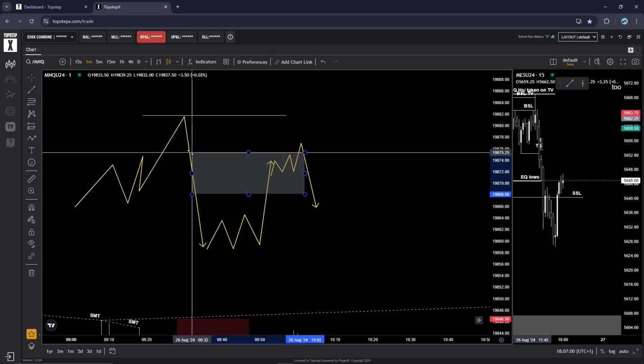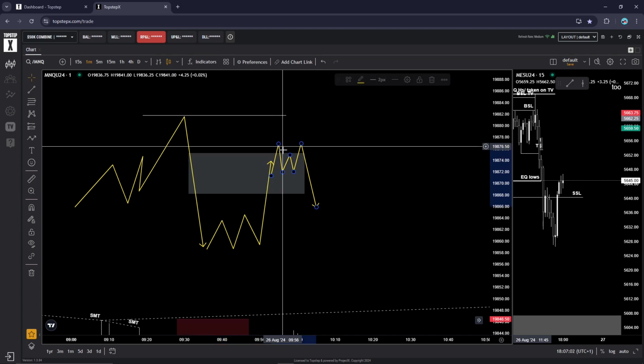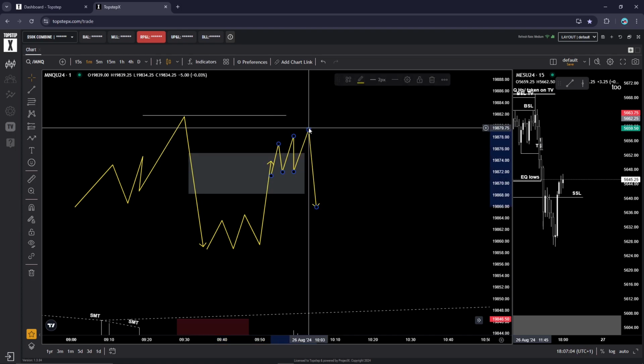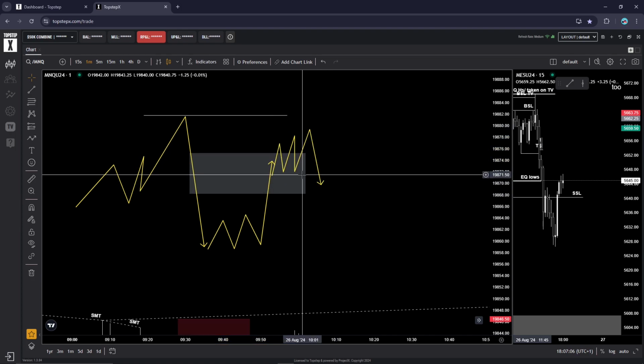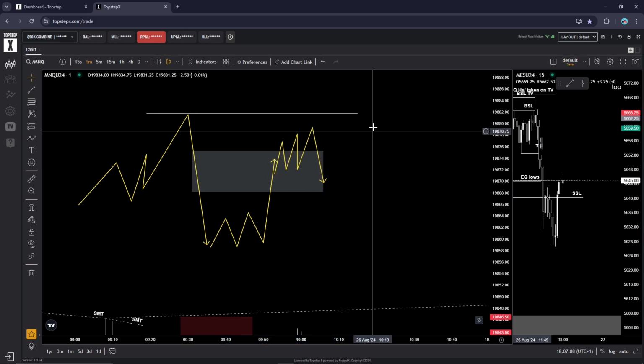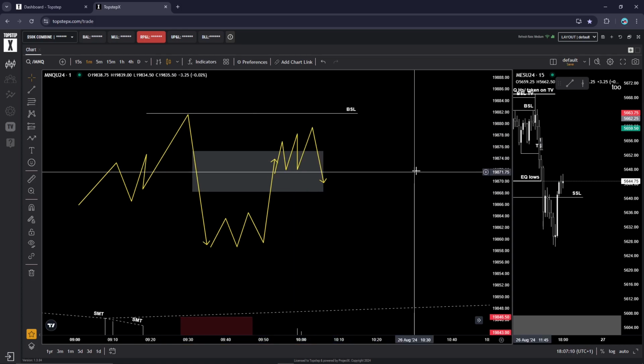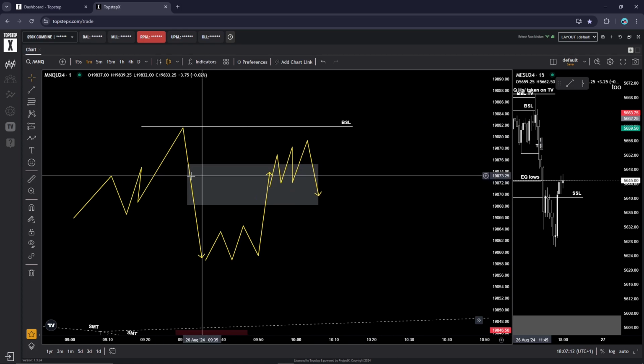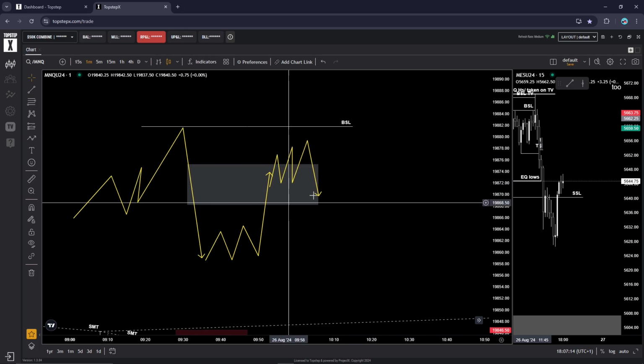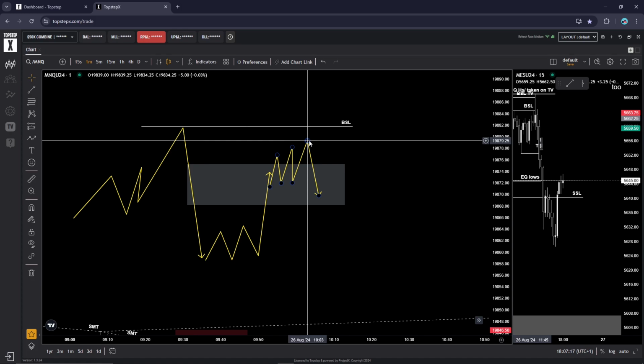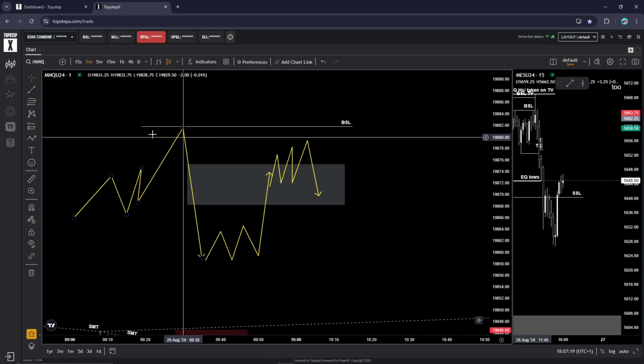If this gets disrespected, and we just push straight through it like this, in my head, we're going to this high now, because the draw on liquidity gets shifted to this, as we've run this imbalance, which I expect to reject off. So there's no reason having this space here.